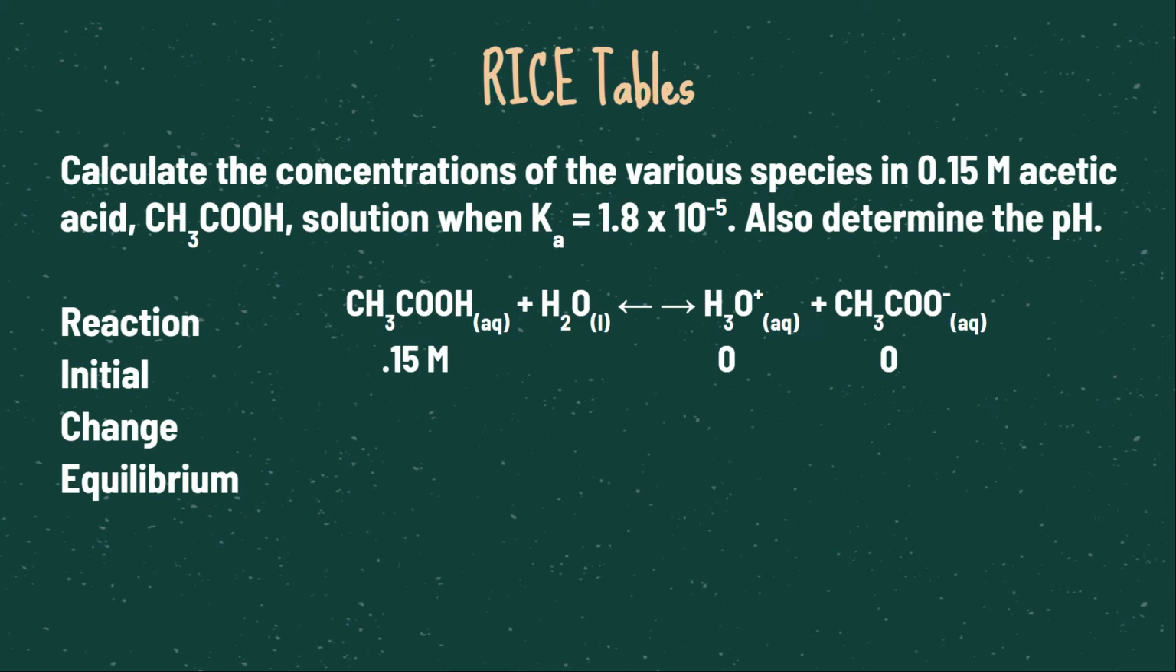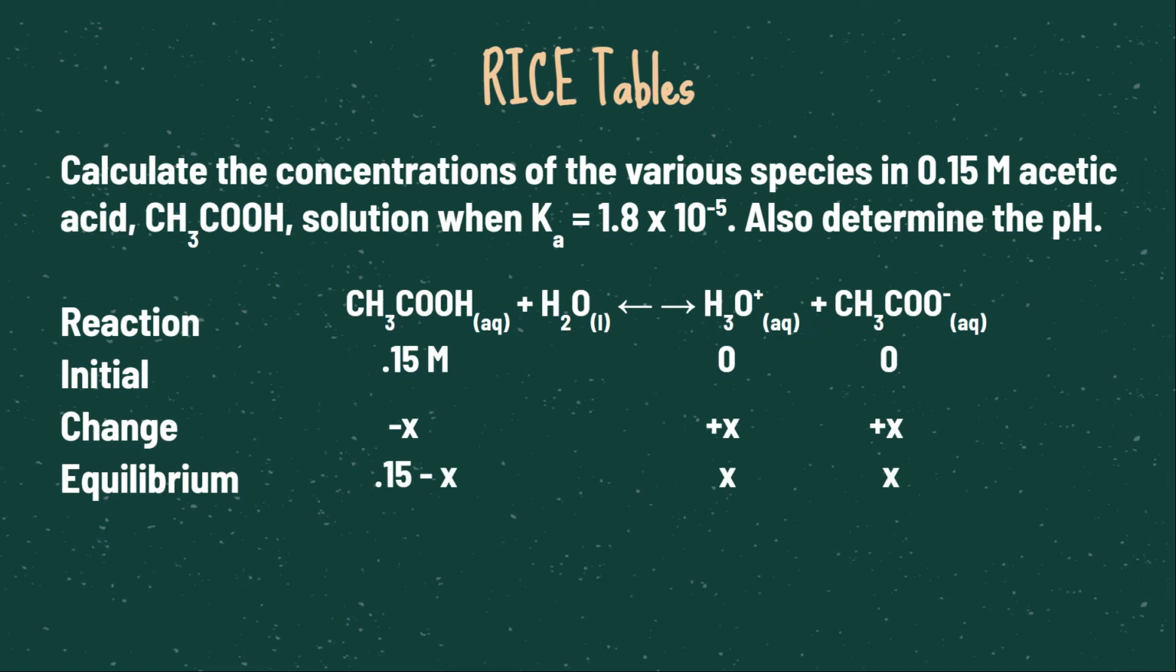The change, however, is going to be a little bit different here. We don't know how much is going to dissociate, but we do know that however much we lose of CH3COOH, I'm going to gain in H3O plus and CH3COO minus. Basically what that's saying is that however much I lose of one of my reactants is going to become part of my product. So I lose X in my reactant part and I gain X and X in my products. For every X amount of CH3COOH that dissociates, I'm going to gain X as H3O plus and CH3COO minus.